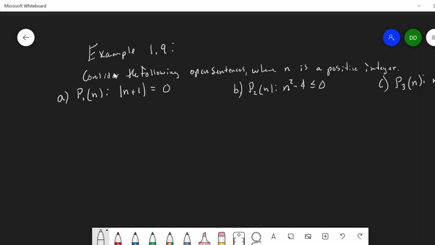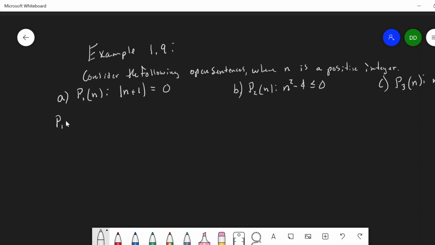So in this example, we're asked to consider the following open sentences where n is a positive integer. So that is the domain for each one of these open sentences is positive integers. That's what n is. In a way, we're kind of thinking of these open sentences like functions, right? Only when I put a value into an open sentence, what I get out is not a number like a function you might have seen. Instead, what I get out is a statement. So for every positive integer n I plug in here, say p1 of 0, I get a statement.